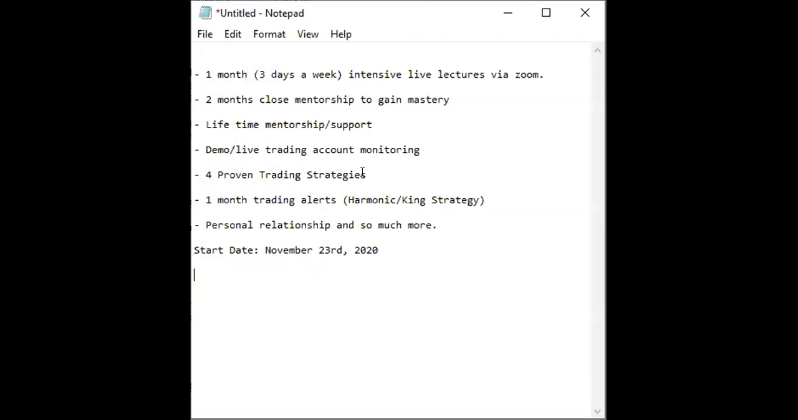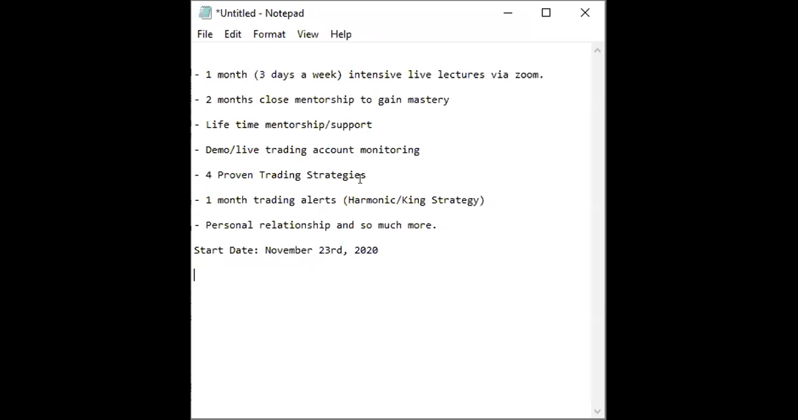Can you see this right in front of you? 1 month, 3 days a week, which means your training will last for 1 month and 3 days a week. Intensive training. The minimum we normally have every day is 2 hours. So you can see how detailed it's going to be. Minimum 2 hours, right live here on Zoom, 3 days a week, for 1 month.